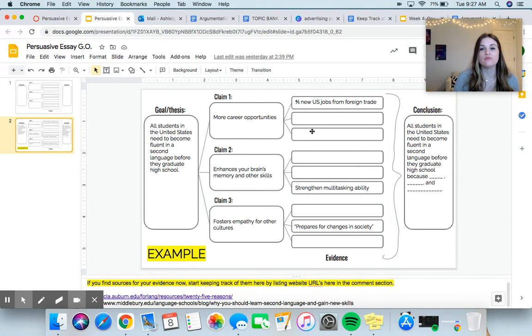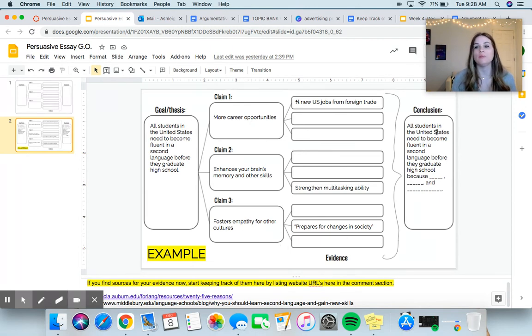And then, for the sake of time, I have shown you just one; you will need to come up with 3 forms of evidence, but I just have 1 for now. So 4 out of 5 new U.S. jobs are from foreign trade. So if you are bilingual or multilingual, you will have more career opportunities because there's more jobs in that kind of area. It enhances your brain's memory. It also strengthens multitasking. So you're kind of going deeper into that claim. Fosters empathy. It prepares for changes in society. So you can talk about historically how society has changed and evolved and how that impacts your empathy, right?